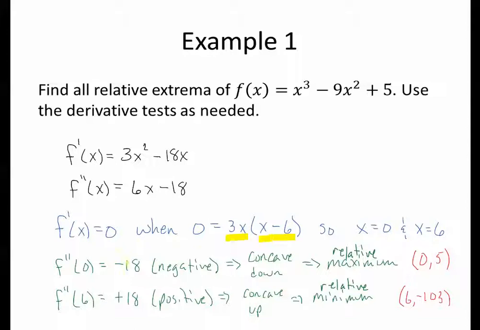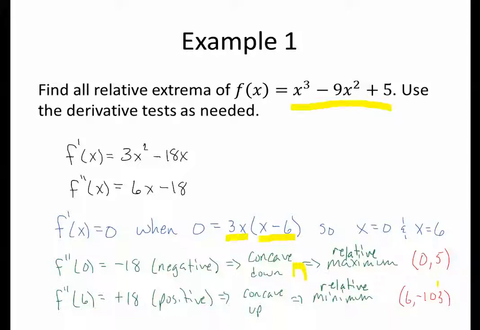Now I'm going to use the second derivative. I'm going to put 0, my first critical number, into the second derivative. When I substitute 0 for my x in the second derivative, I'll end up with negative 18. The 18 doesn't matter. The negative is what we need. Negative second derivative tells me it's concave down. If it's concave down, I'm going to have a maximum. So I know I have a relative maximum when x is 0. To find the y value, substitute back into the original function your x values on minimums, maximums, points of inflection.